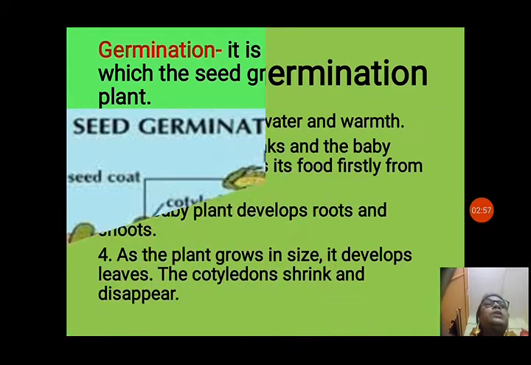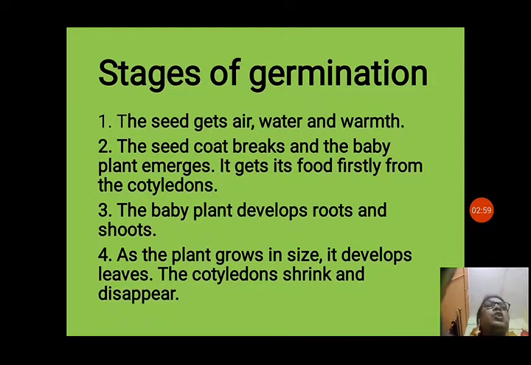Now let us see what are the stages of germination. You have seen in the picture, the seed gets air, water and warmth. These three conditions are necessary for the germinating of a seed. If even one condition is not there, then the seed will not grow into a new plant. The seed coat breaks. First, it takes water, and the water soaks into the seed coat and makes it soft, and it breaks, and the baby plant emerges. The baby plant breaks the seed coat and emerges out, so water is very important to make the seed coat soft. It gets its food firstly from the cotyledons.